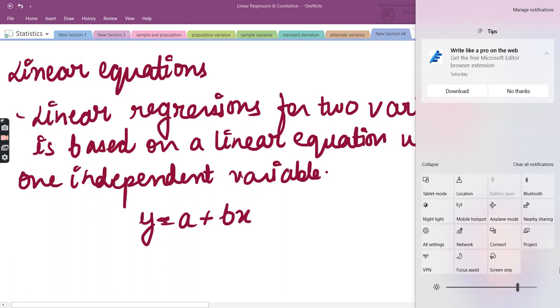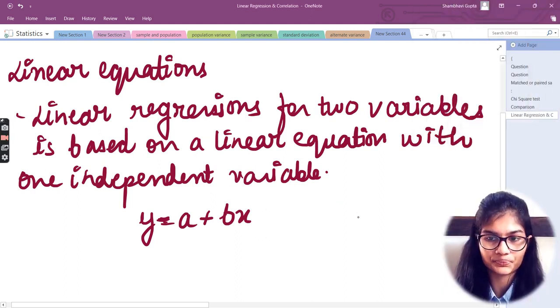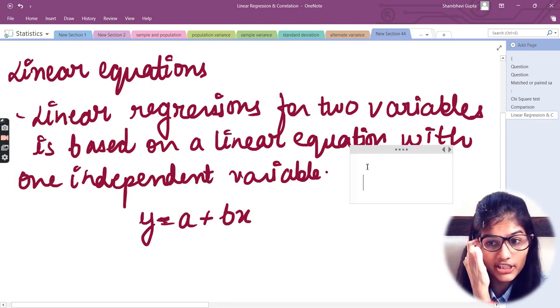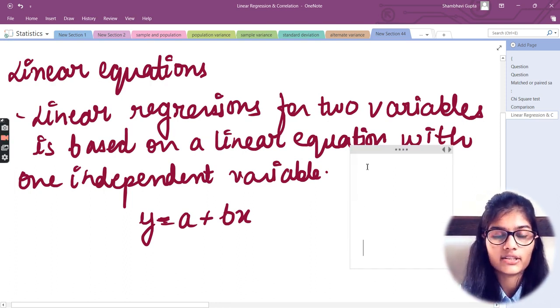Okay, how did this appear? Let me quickly remove this. So linear equations are basically for two variables. We had already seen the formula and how it is applied. Now let me come down here, get some space to write.